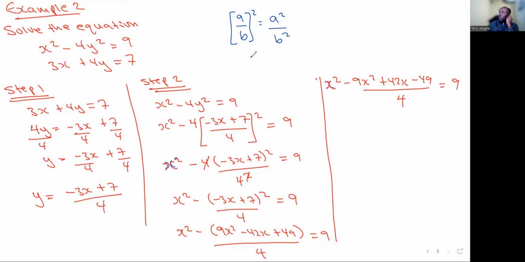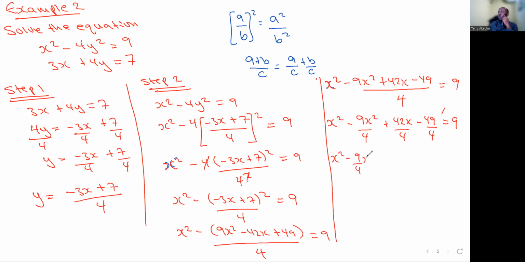Also in algebra, I told you a plus b over c is equal to a over c plus b over c. So that will give you x squared minus 9x squared over 4 plus 42x over 4 minus 49 over 4 is equal to 9. I'll take 9 to the other side. So it's going to give me x squared minus 9 over 4x squared plus 42x over 4 minus 49 over 4 minus 9 is equal to 0.